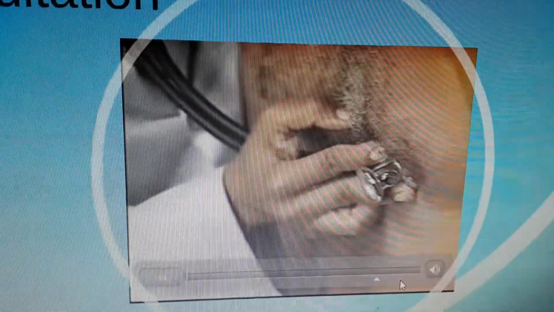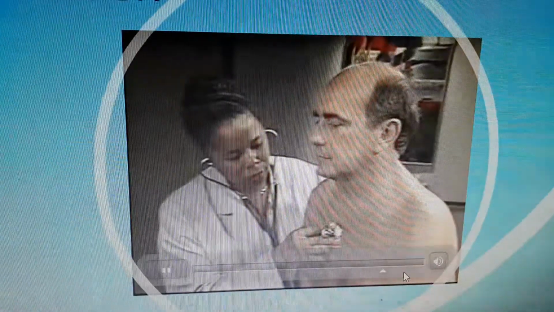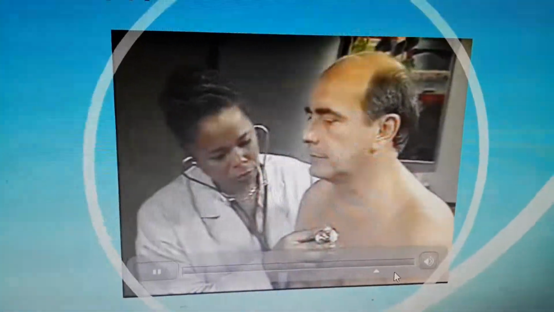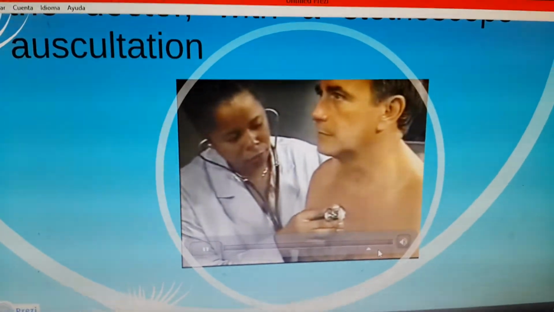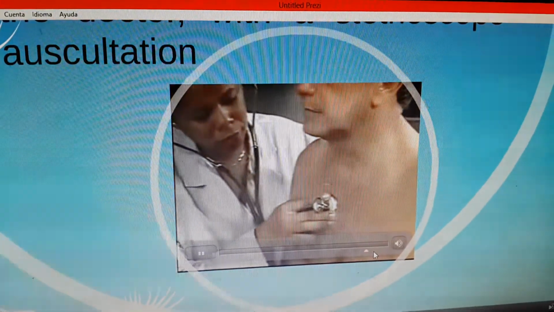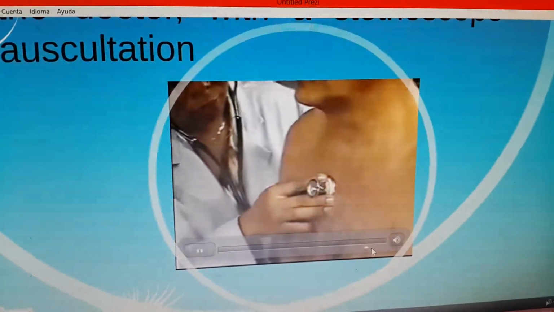Heart murmurs can be distinguished from heart sounds by their longer duration. Diastolic murmurs, like this one, usually indicate heart disease. Systolic murmurs can occur in healthy people or in those with heart disease. For example, a loud mid-systolic murmur may be heard in aortic stenosis.